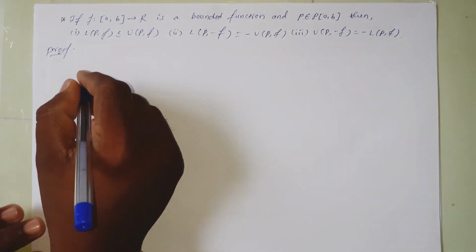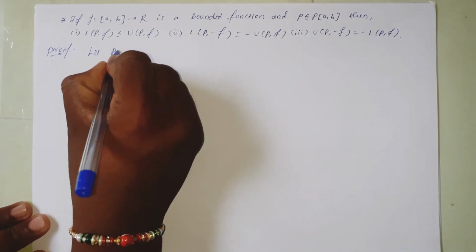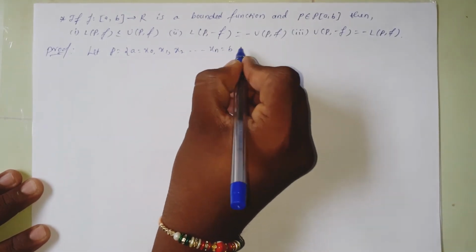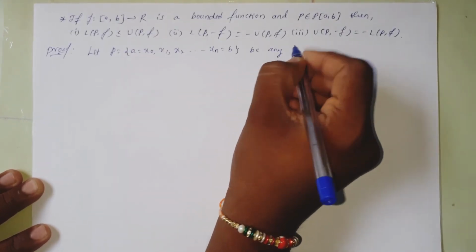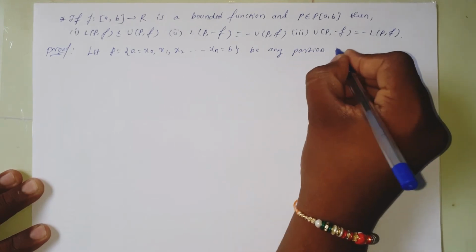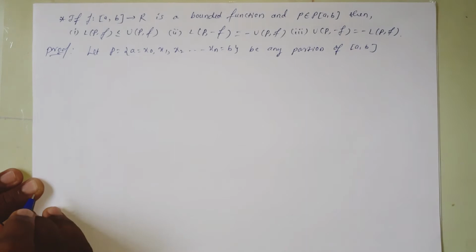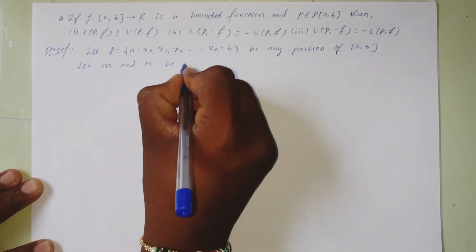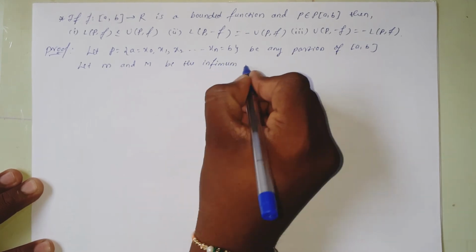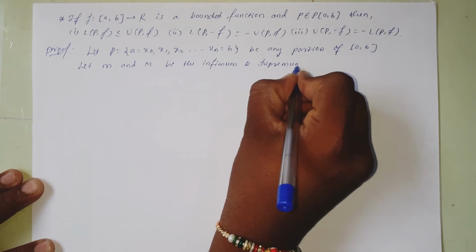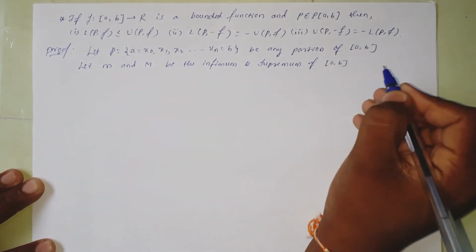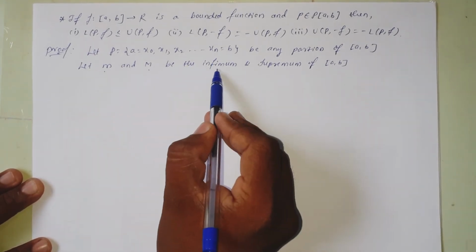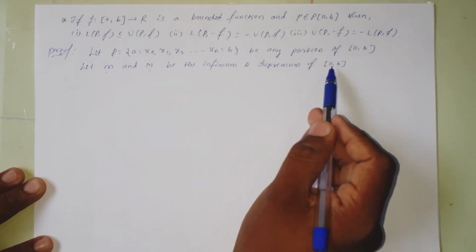To prove this one, again consider the partition P. Let P equal to A, which is equal to x naught, x1, x2, and so on up to xn equal to B, be any partition of the closed interval AB. Let small m and capital M be the infimum and supremum of f on the closed interval AB. So, here small m and capital M are the greatest lower bound and least upper bound of f on the closed interval AB.